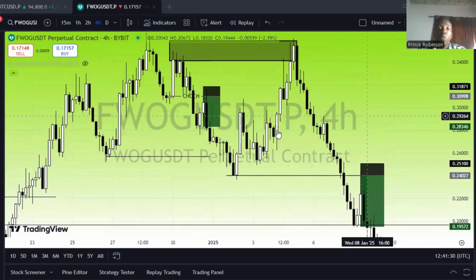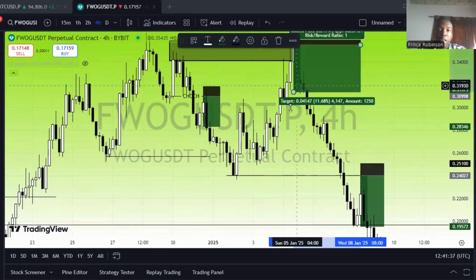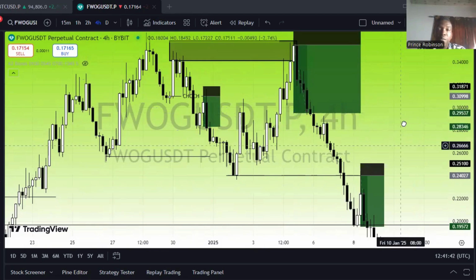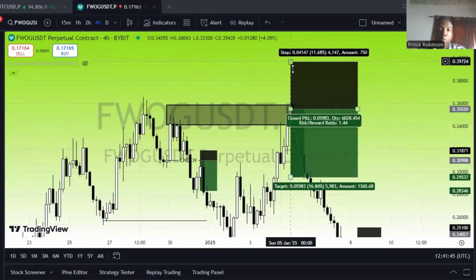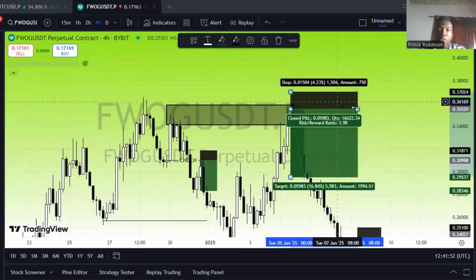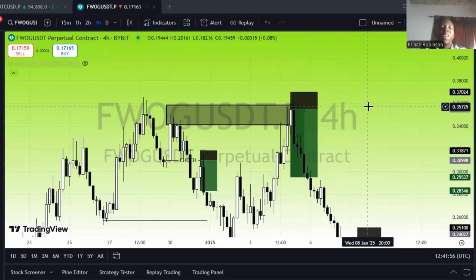And where should your TP be? Of course, where else should a TP be? The TP should be at the next available swing, which is this. And your stop loss just a little bit above the wick, exposing you to lesser risk.